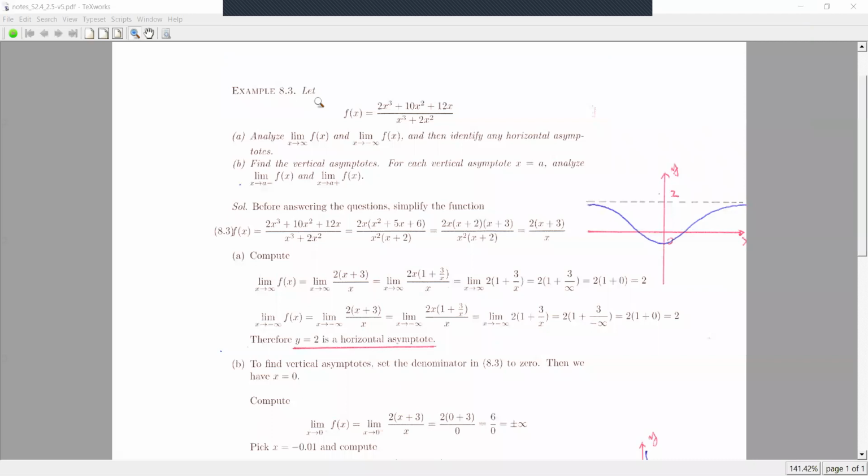Example 3. Consider this function. Part A, compute the limit at positive infinity and the limit at negative infinity. Then identify any horizontal asymptotes. Part B, find vertical asymptotes. For each vertical asymptote, compute left-hand limit and right-hand limit.